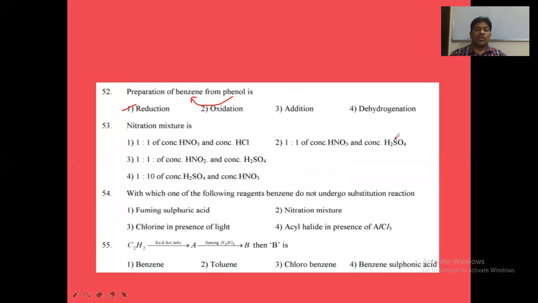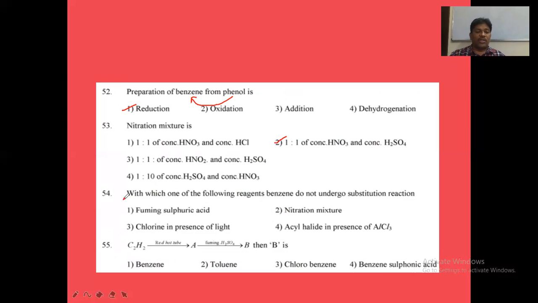Is that clear? So in this way, HNO3 will produce NO2+ electrophile. NO2+ is the electrophile of the nitration reaction, the nitronium ion. The nitronium ion, NO2+, is produced from HNO3 in the presence of H2SO4. That reaction is called nitration, and the mixture of HNO3 and H2SO4 in the molar ratio of 1:1 is called the nitration mixture. So option 2 is the right answer here.